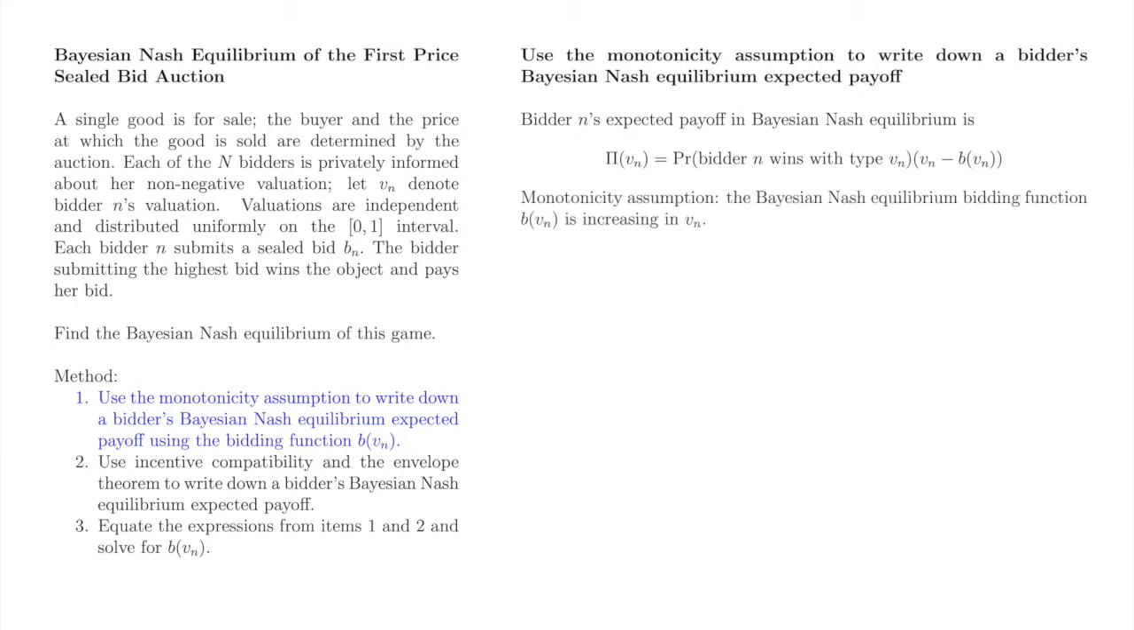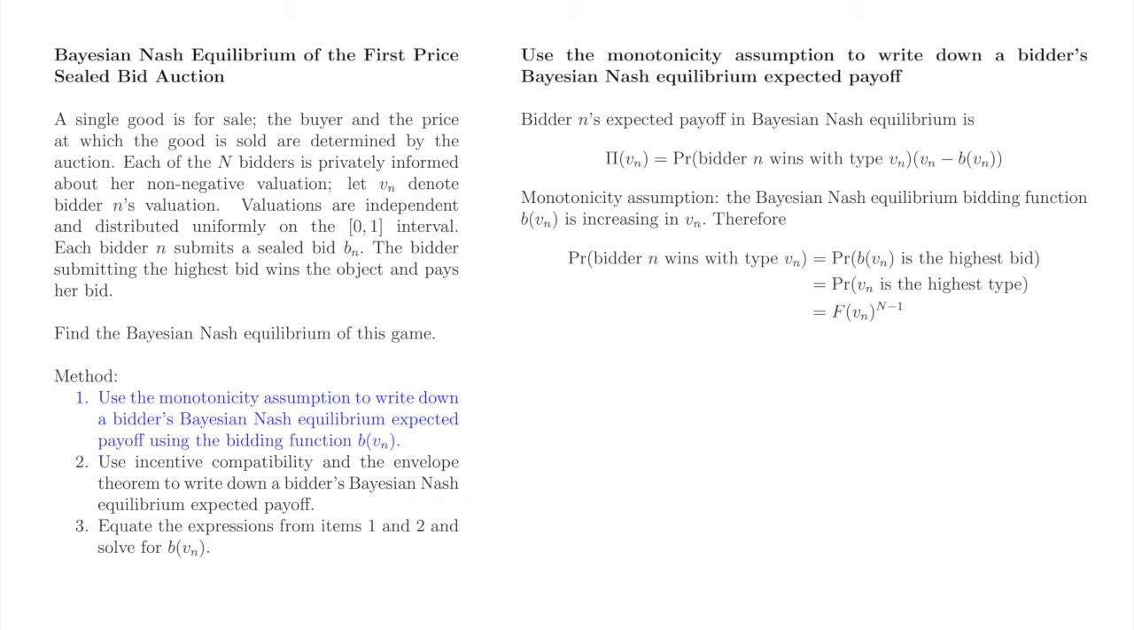We'll make two important assumptions during this exercise, the first of which is the monotonicity assumption stated here. The equilibrium bidding strategy is increasing in a player's type. This assumption lets us relate a player's type to the probability of winning the auction. If bids and types increase together, the probability of having the highest bid is exactly the probability of having the highest type.